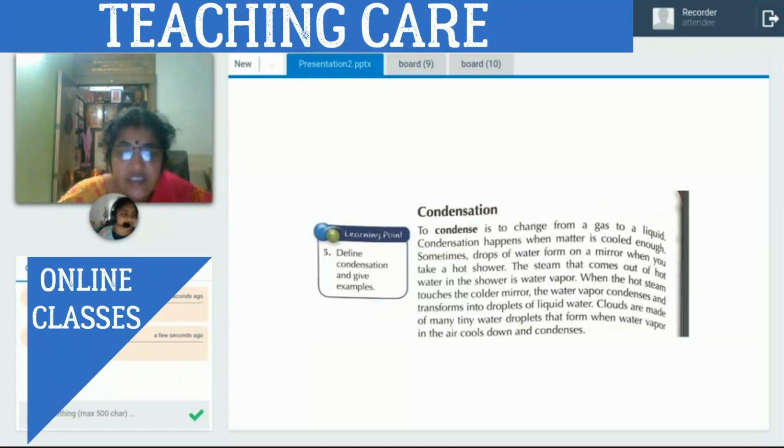Srishti, the last part is condensation. What is condensation? Gas to liquid. Have you ever noticed this, gas to liquid? I have an example of a cloud. Okay, you read, then you can understand. Condensation happens when matter is cooled enough, right? Sometimes drops of water form on a mirror when you take a hot shower. Have you ever noticed? When you take a shower with hot water, you can see some water drops on the mirror, right? That water has condensed from gas to liquid.